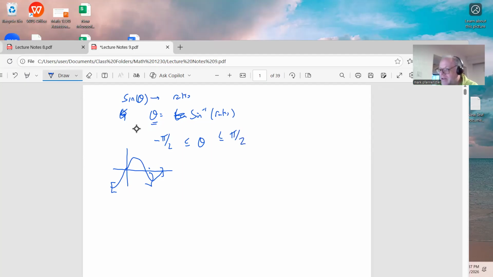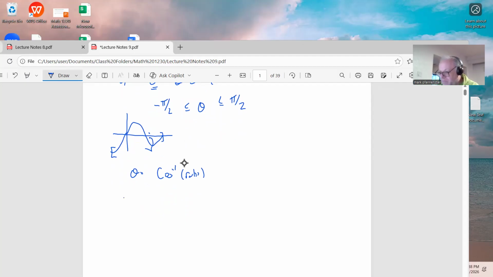For cosine, we have theta equals the inverse cosine of some kind of a ratio. We're going to get back to our graph here. So we're going to be looking at our cosine. It's going to stop from here to here because, again, we don't want to violate the horizontal line rule. So my theta for cosine here is going to be between 0 and pi.